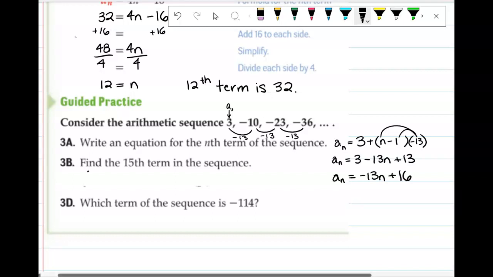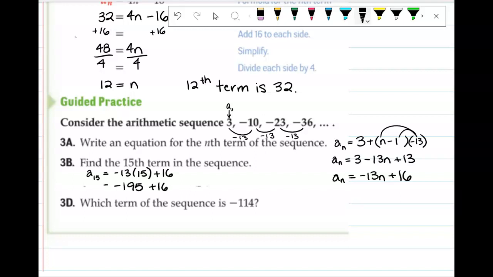Now if we want to find the 15th term, that would be a sub 15. We replace n with a 15 in our formula and simplify. So 13 times 15, using the calculator here, negative 13 times 15 is negative 195 plus 16 would give us negative 179.